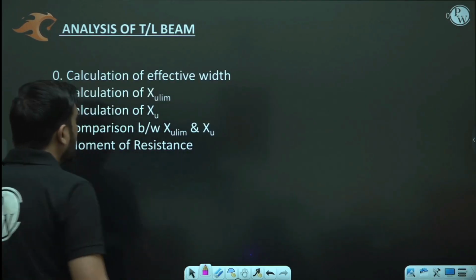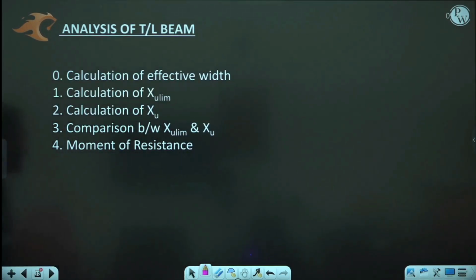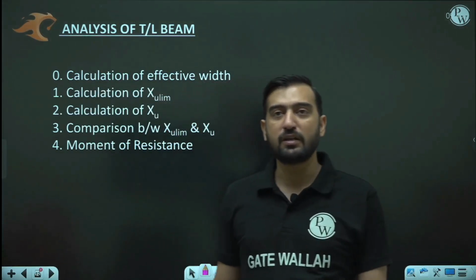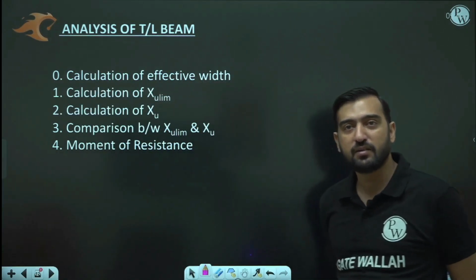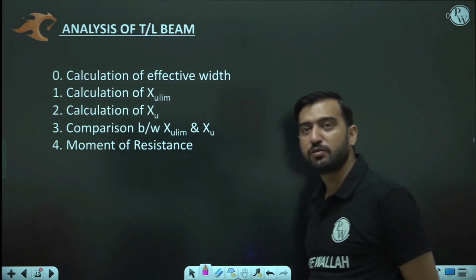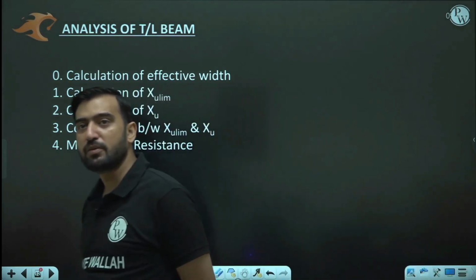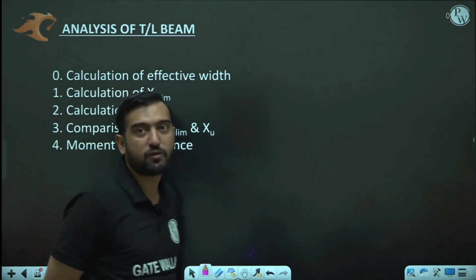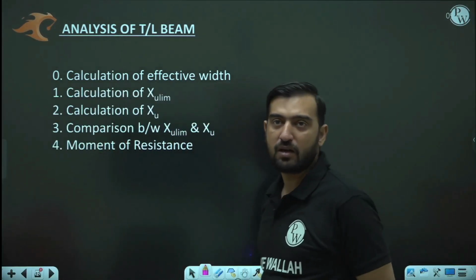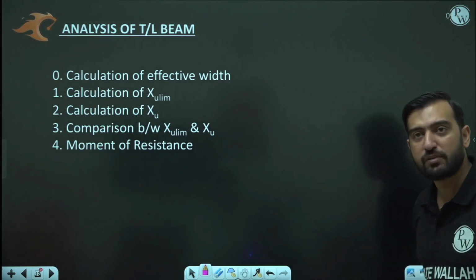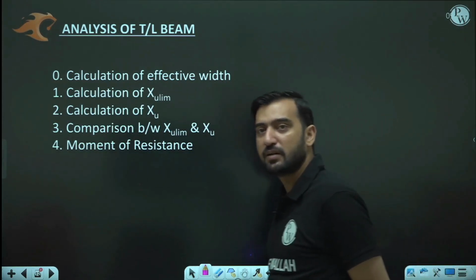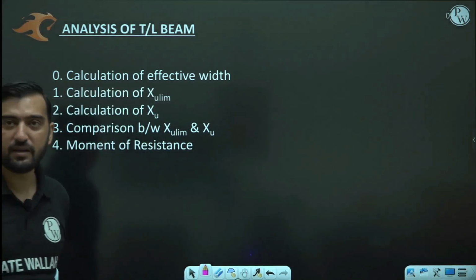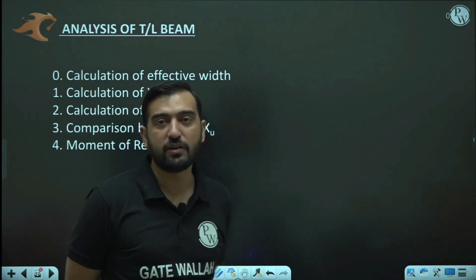Now my dear friend, let me come to the analysis portion. In analysis portion, like we had in rectangular beam, there were total 4 steps: calculation of limiting depth of neutral axis, then calculation of actual depth of neutral axis, after that the comparison between actual and limiting depth of neutral axis, then we used to find moment of resistance. My dear friend, those 4 steps will remain as it is, but one more step would be added here, that is calculation of effective width.